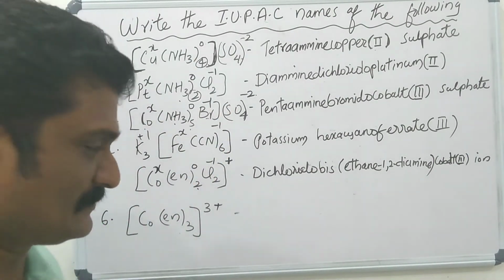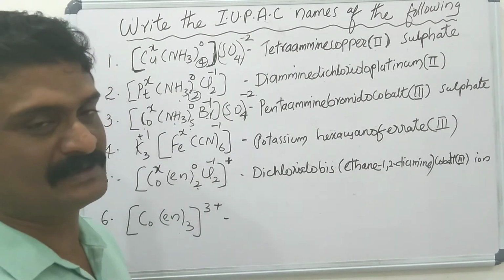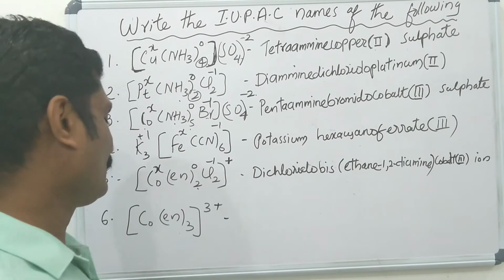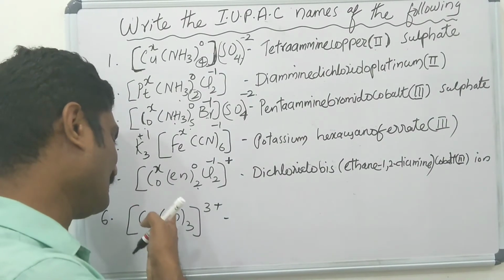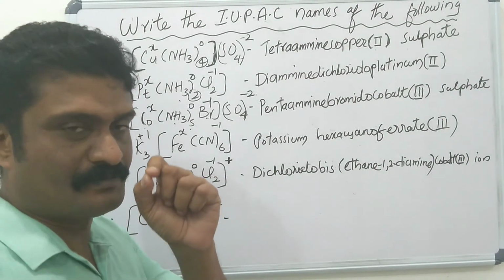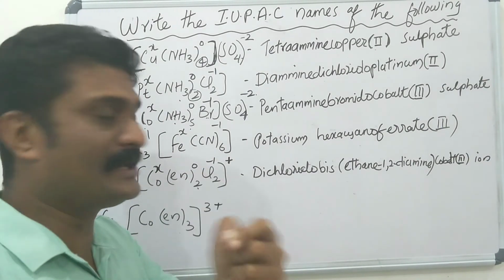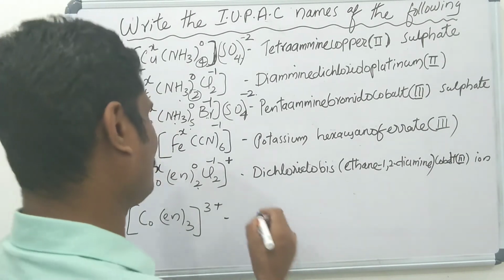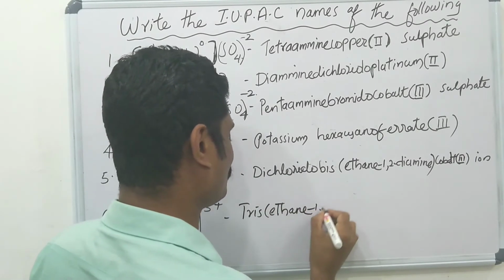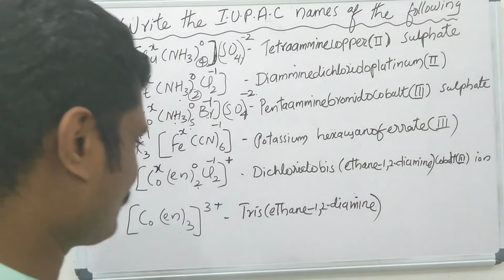The next complex, [Co(en)3]3+. en thrice, ethane-1,2-diamine. Its name includes di, so in the place of tri, you have to indicate tris. Tris(ethane-1,2-diamine). Close the bracket.